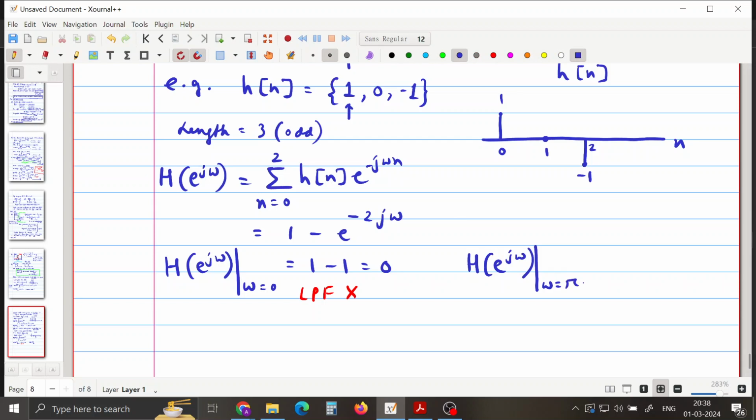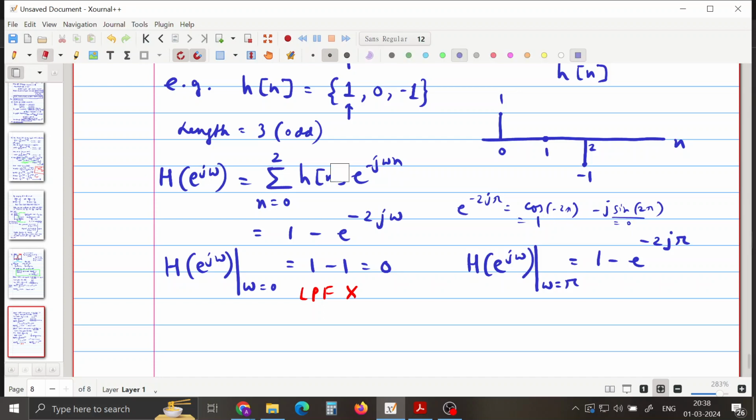The frequency response at omega equals pi: what happens? 1 minus e power minus 2j pi. What is the value of this? So you see, e power minus 2j pi is 1, because e power minus 2j pi is cos minus 2 pi minus j sine 2 pi, and cos minus 2 pi is the same as cos 2 pi, which is 1, and this term is 0, so this is 1.